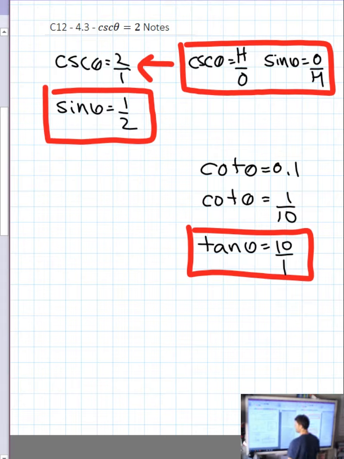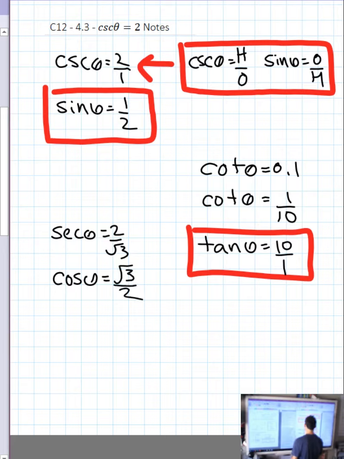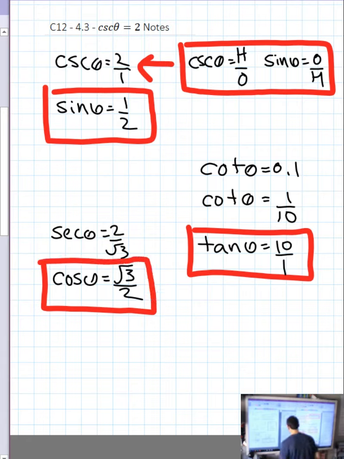What if we have, bottom left, secant theta is equal to 2 over root 3. Well, I know secant is the flip of cosine, so cosine theta would equal root 3 over 2. And then I would just do this question. I would draw an ASTC graph. I would put 2 triangles where cosine's positive. If it was negative, I would put 2 triangles where cosine was negative, but it's positive.